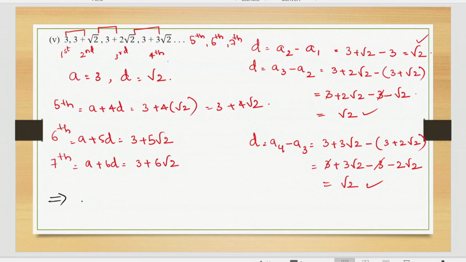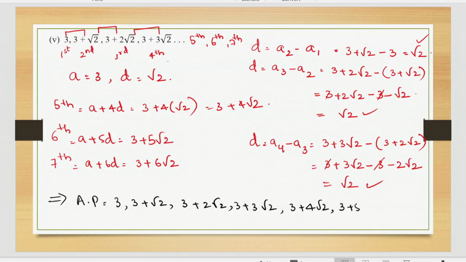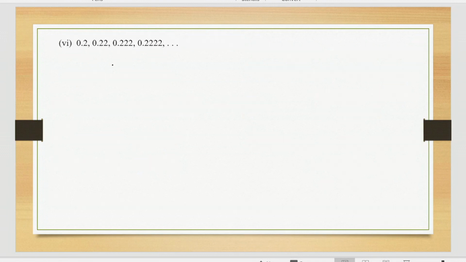So therefore, the final AP along with the next three terms is 3, 3 plus root 2, 3 plus 2 root 2, 3 plus 3 root 2, 3 plus 4 root 2, 3 plus 5 root 2 and 3 plus 6 root 2. Okay, clear? So let us solve the next question.